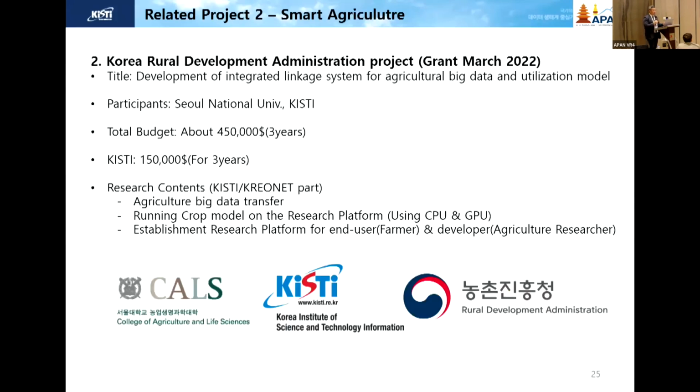The second one is a Korea Rural Development Administration project awarded this March 2022. The title is the development of an integrated linkage system for agricultural big data and the utilization model. The participants are Seoul National University and KISTI. We are going to develop a Kubernetes-based container solution for running the model.